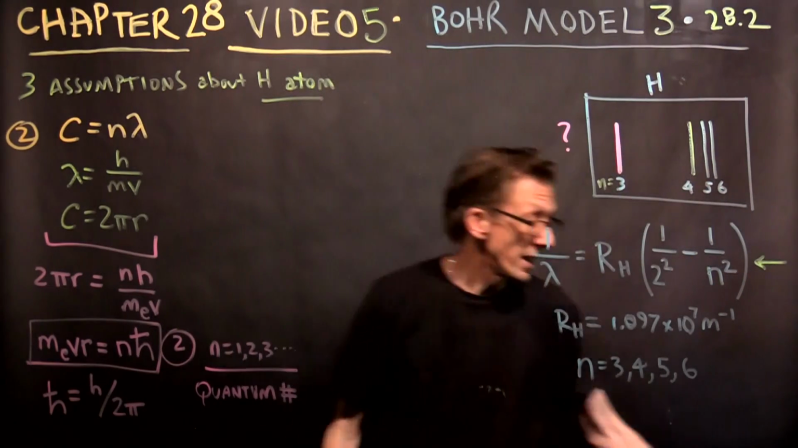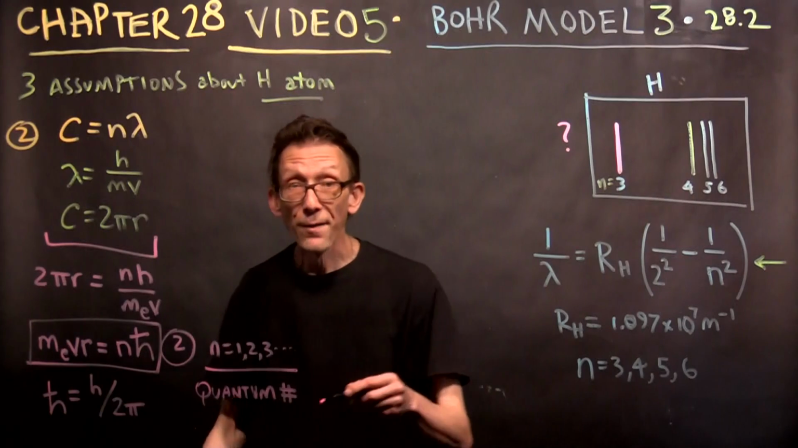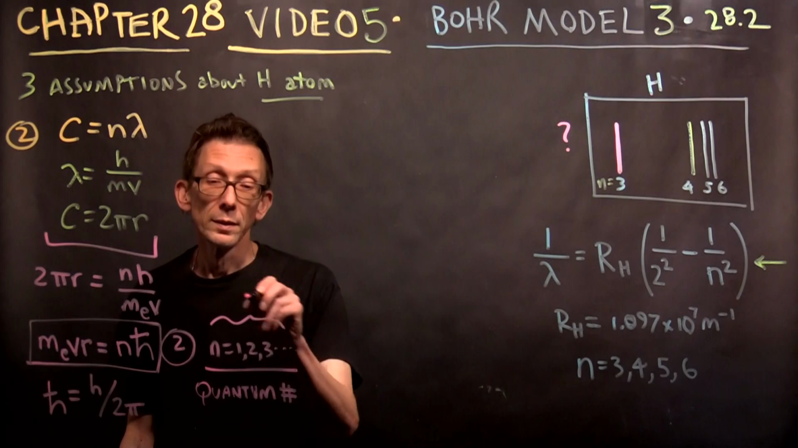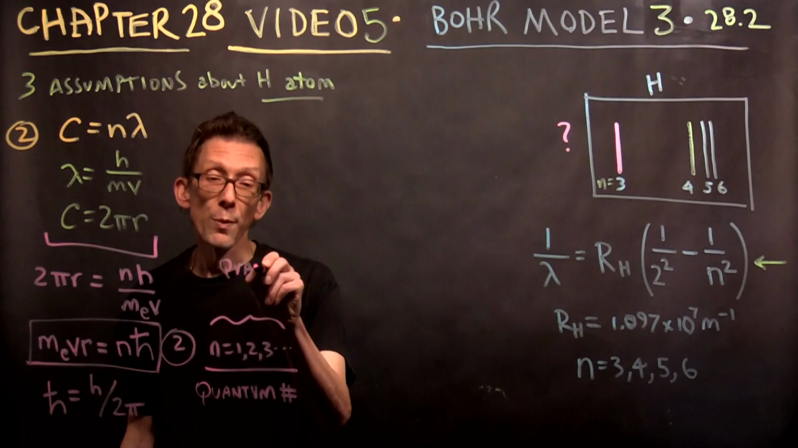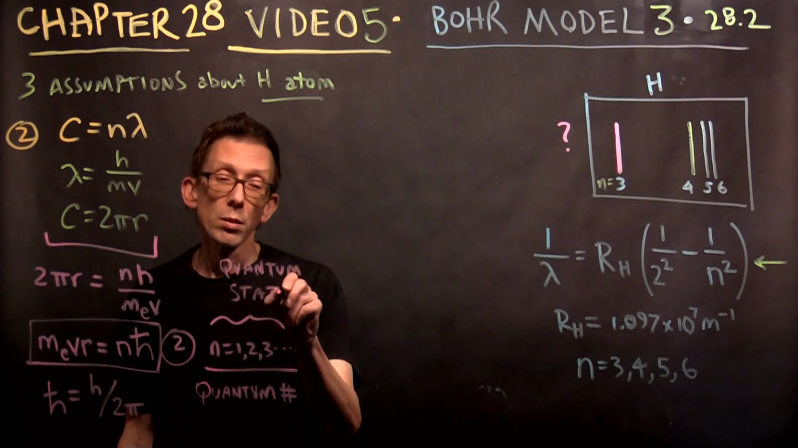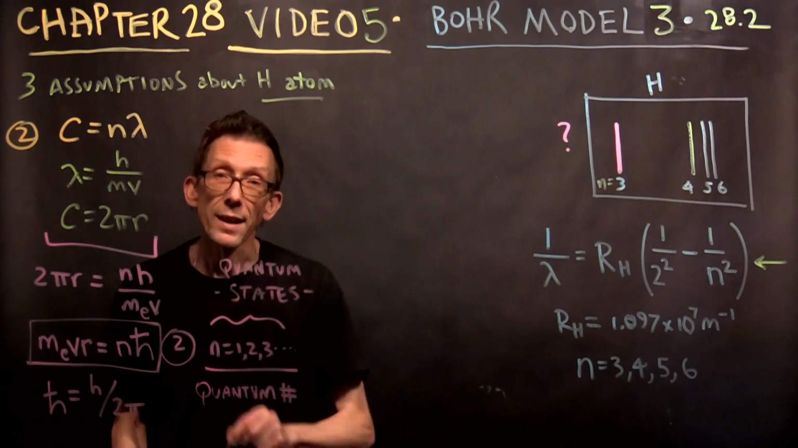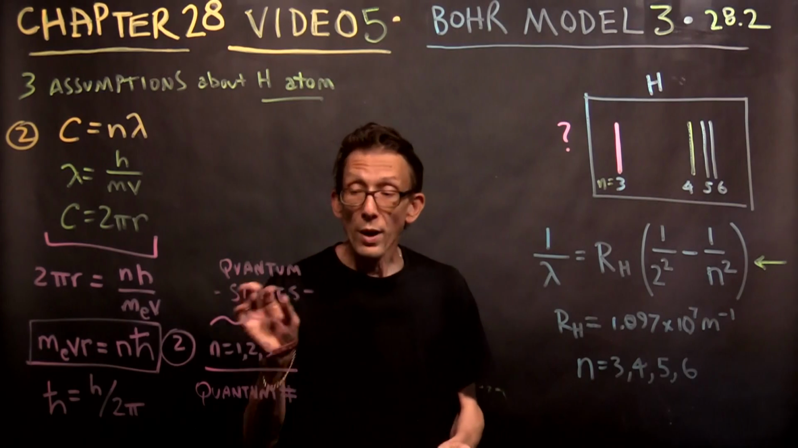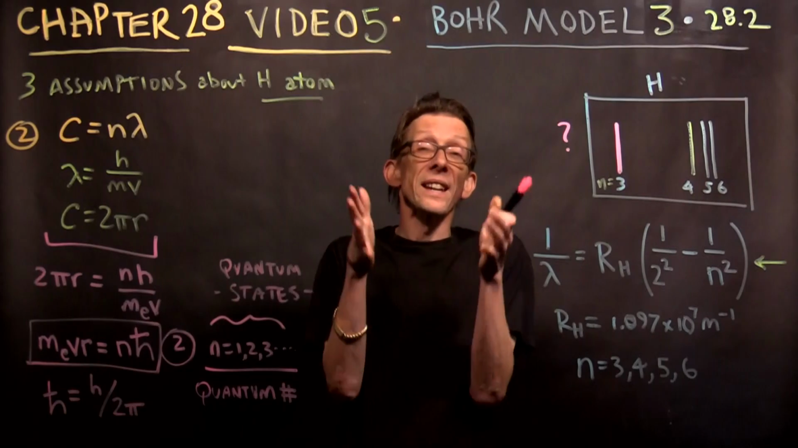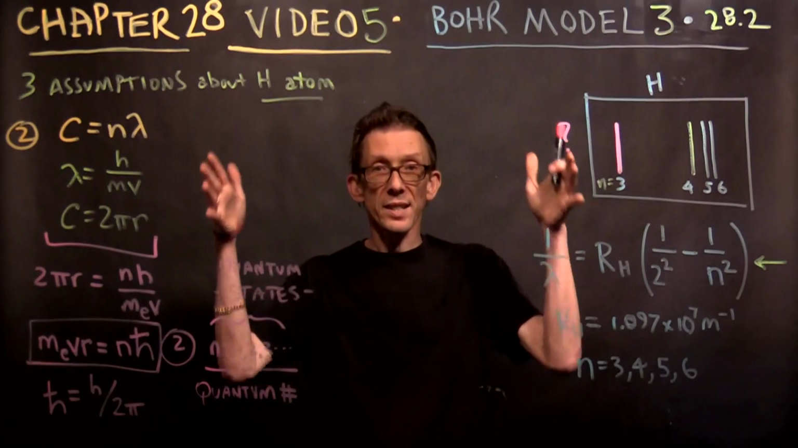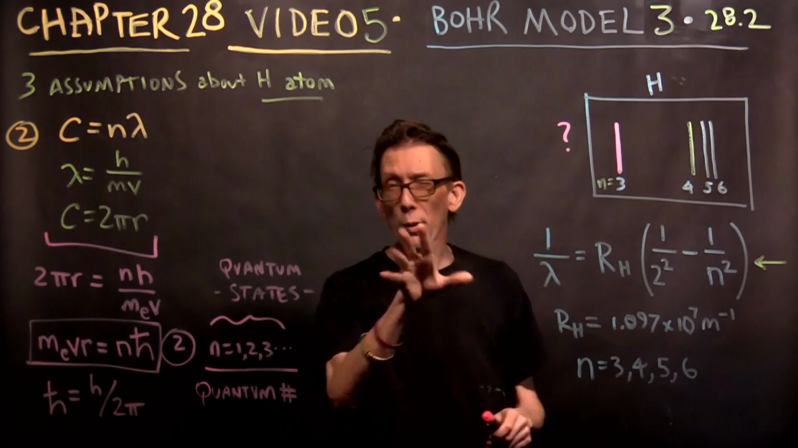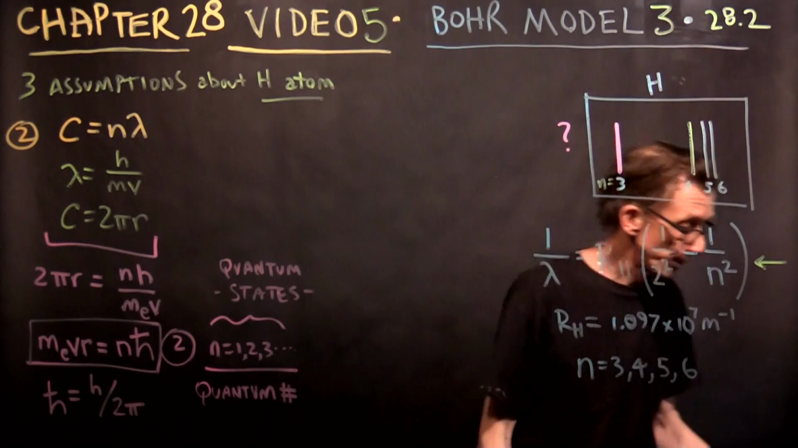So that's assumption number 3. What I want you to see is that the electron can exist in different states. These are different quantum states. We're going to drop the word quantum. These are just states. And what these different values of n tell us is that the electron or the atom can only exist in certain discrete states. We'll say more about what that means later, but just keep that phrase in mind.